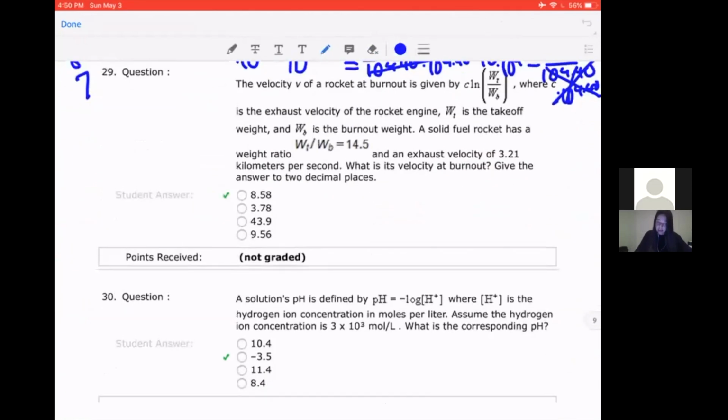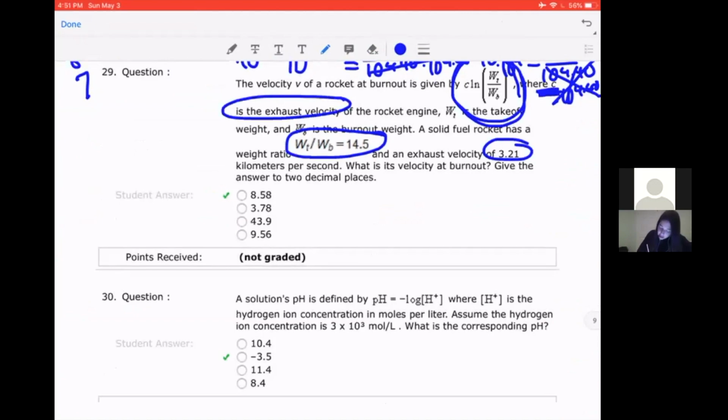29, again, a little bit more straightforward because we're just plugging in. All right? They're giving you here the formula to use, the velocity formula. All right? They tell you the weight ratio is 14.5. The exhaust velocity is 3.21. And they told you earlier in the problem, C is the exhaust velocity. So I'm going to have 3.21 times ln. The WT over WB is 14.5.